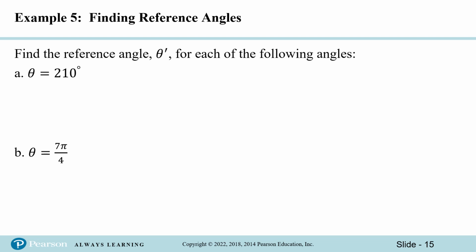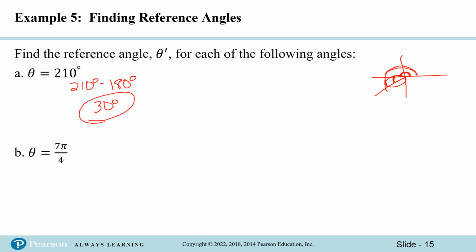So 210, we need to figure out which quadrant it's in. So it's past 180, but it's not quite to 270. So it's right here. Right, so here's my 210. I need this portion of it. So I'm going to take my 210 and subtract off 180. And that will give me my remaining reference angle. So 210 minus 180 gives me, what, 30 degrees. That's my reference angle.